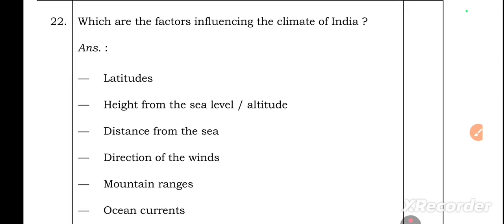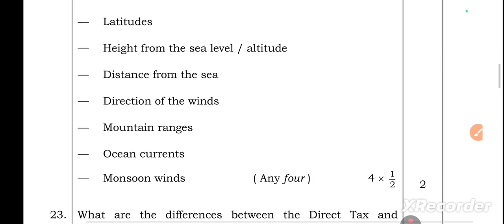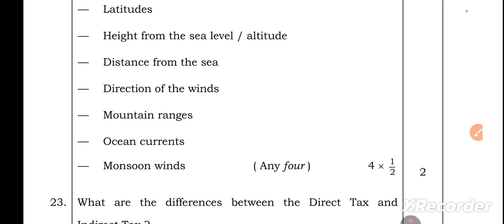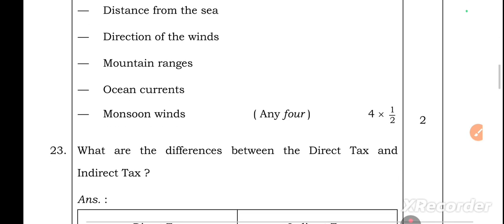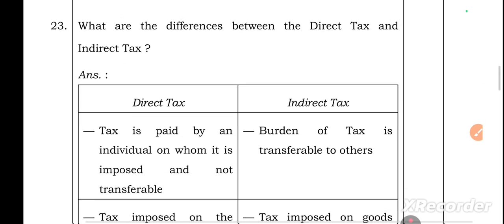22nd one. Which are the factors influencing the climate of India? Okay, it's also important. Latitudes, height from the sea level or altitude, distance from the sea, direction of the winds, mountain ranges, ocean currents, monsoon winds.